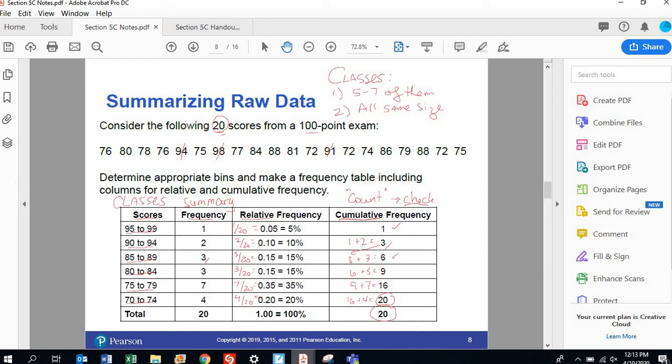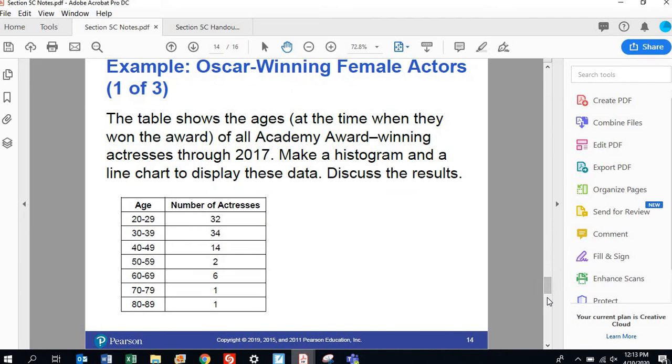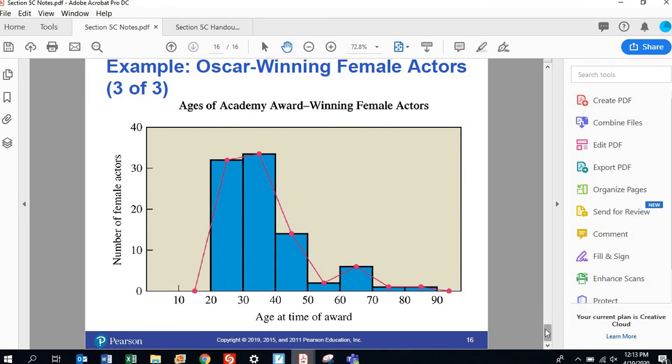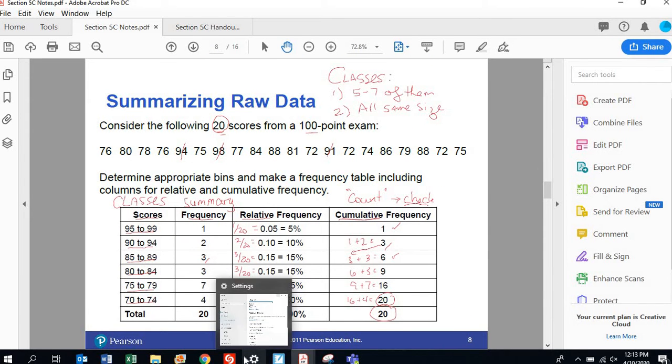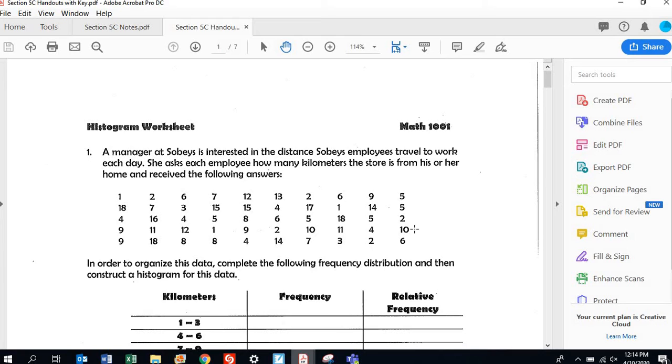All right? So if you will go to, oops, sorry, I'm in the wrong spot. If you will go to your worksheets, which you can download from D2L, go to your worksheets, problem number 1, you'll see this problem. A manager at Sobeys is interested in the distance that the employees travel to work each day. So they're in kilometers, I guess. Sobeys is in Canada, and so they're using kilometers. And so the store is from his or her home and got these answers. So this person lives 1 kilometer, this person lives 18 kilometers, and so on.